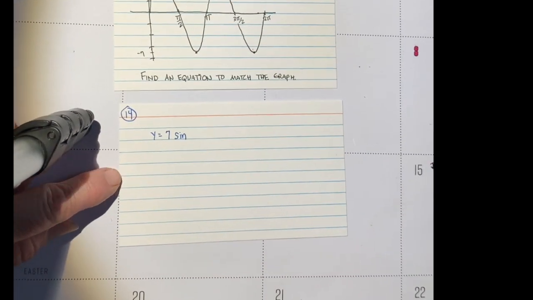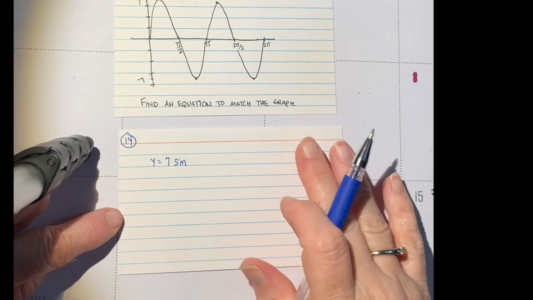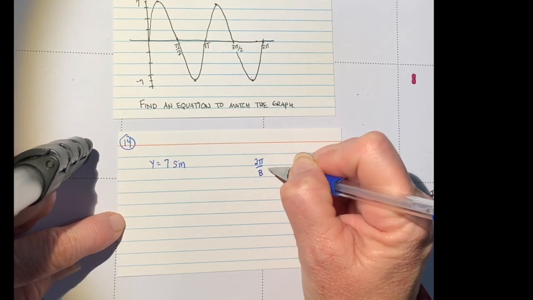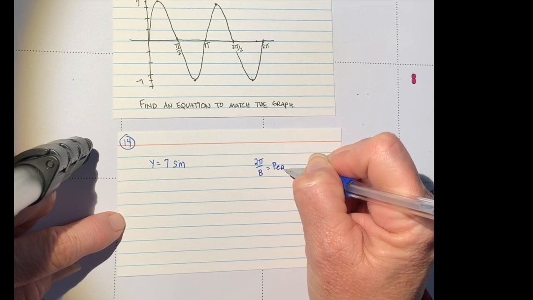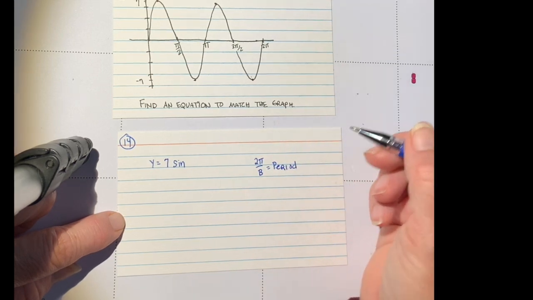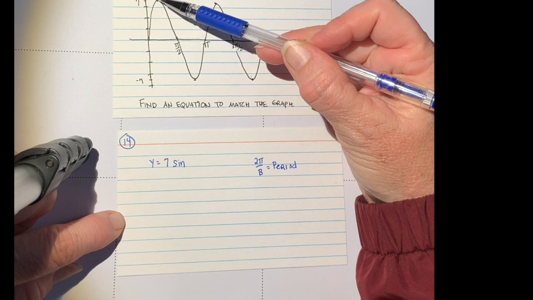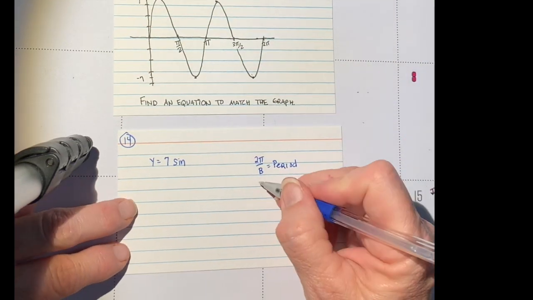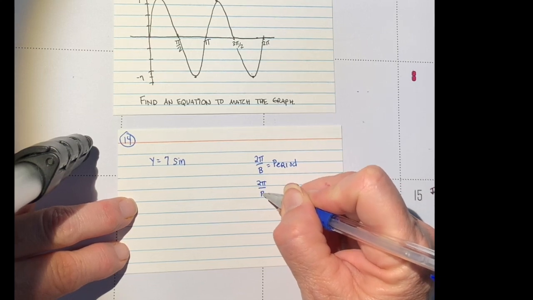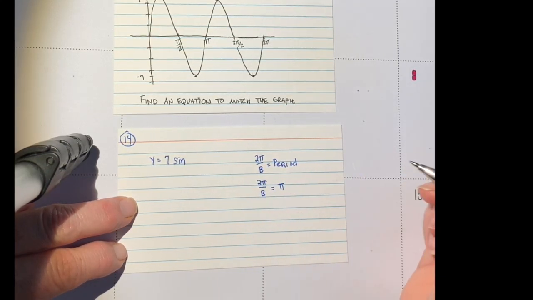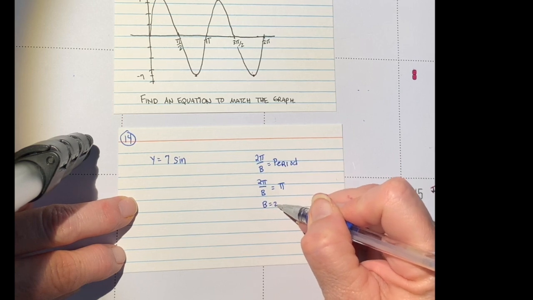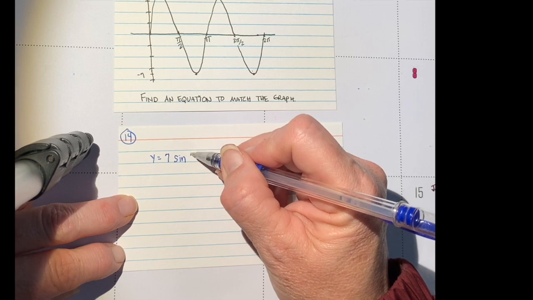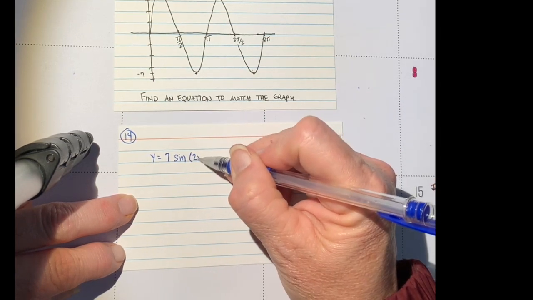So let me look at 2 pi divided by b is equal to the period. And the period of my graph here, it starts at 0 and it finishes its cycle at pi. So the period's pi. So 2 pi divided by what equals pi. Well, the answer to that is when b is 2. 2 pi divided by 2 is pi. All right, and so I know that b is 2, so 2x goes there.